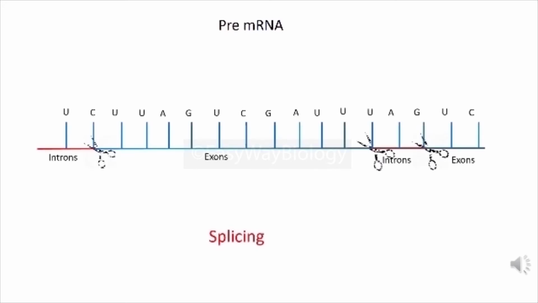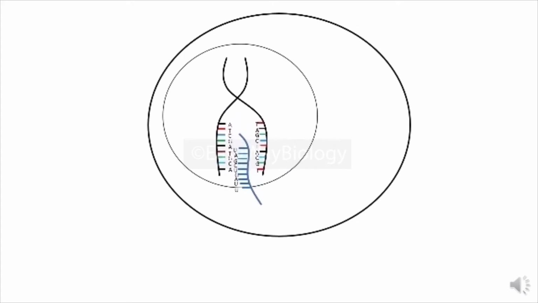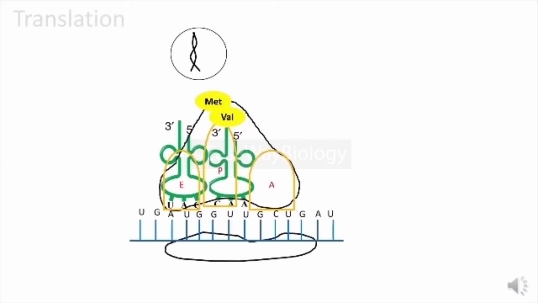Introns are the non-coding areas, while only the exons are the coding areas of a gene. Therefore, these non-coding areas are removed by a process called splicing. The mature mRNA formed after splicing leaves the nucleus and enters the cytosol.